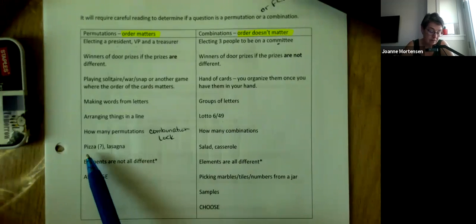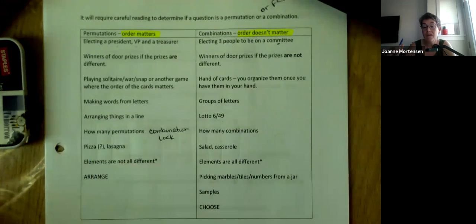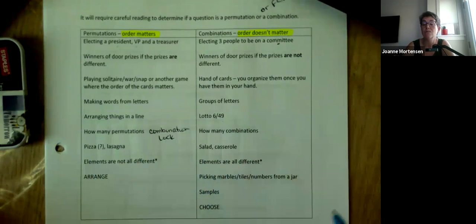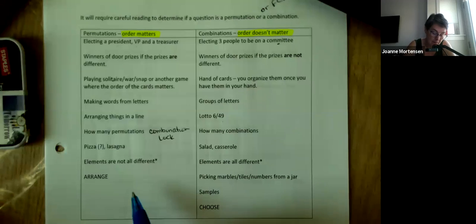With permutations, order matters. Let's say you're making pizza. You want the crust and the tomato sauce and fillings and cheese, right? You don't want cheese on the bottom and then the crust. That'd be nasty. Lasagna. Or as opposed to something like a salad or a casserole where you dump it all together and mix it up, and whether you put the noodles in first or last, it's still going to be a tuna casserole.